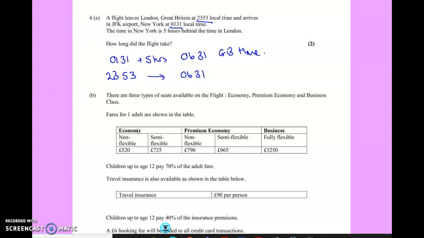So now we need to work out the time difference between 23:53 and 06:30. So I'm going to take this up to midnight. I'm going to add on 7 minutes, and that's going to take me up to midnight. I'm going to go from midnight to 6:30. That's going to be 6 hours, 30 minutes. Add the two together and the flight takes 6 hours and 37 minutes.